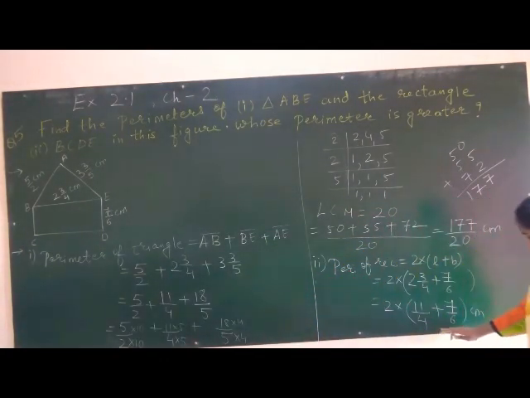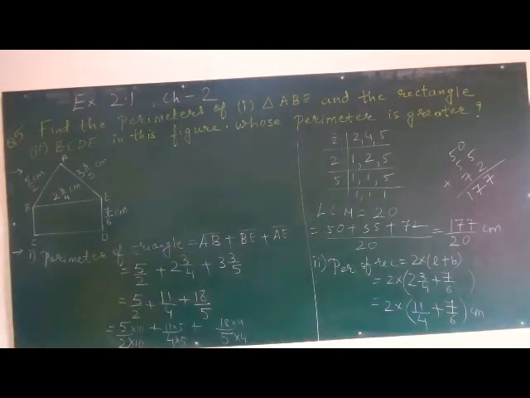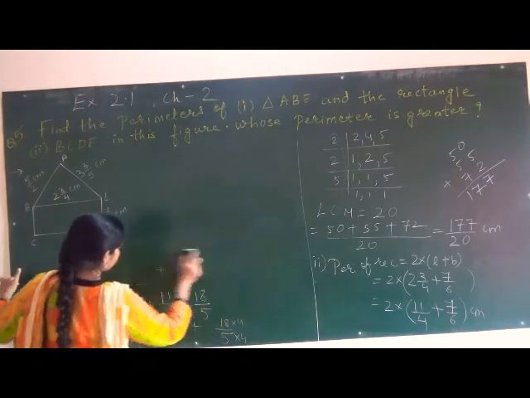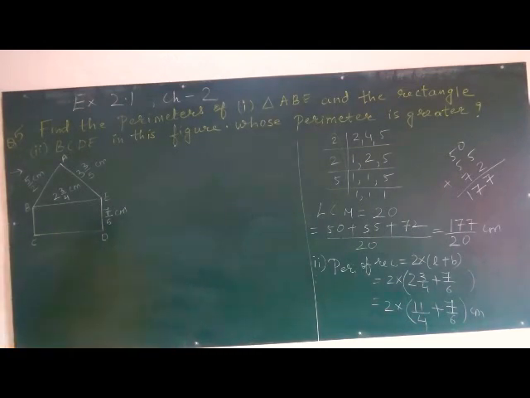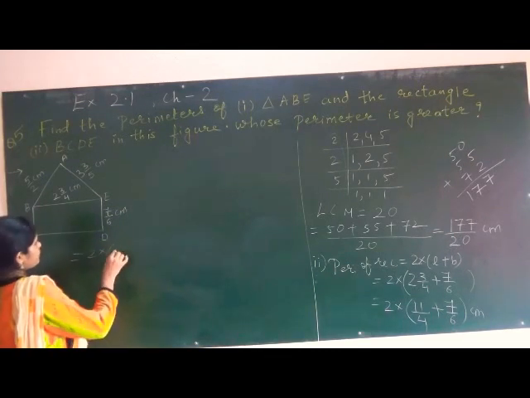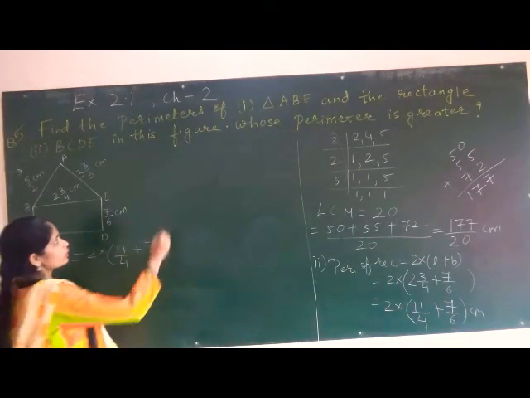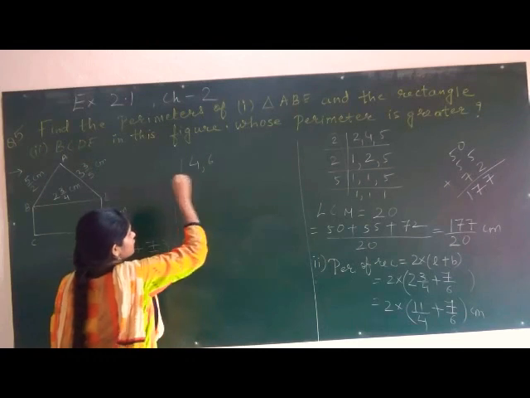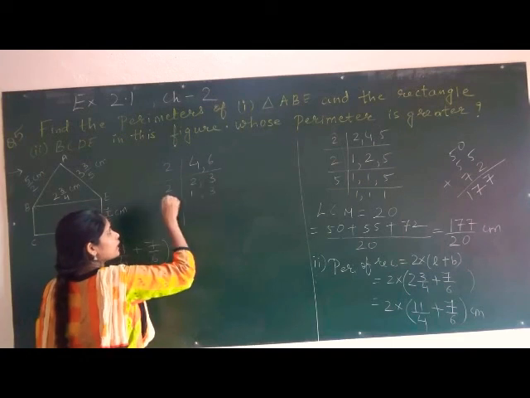Now for adding both, first we need to take out the LCM. Always the first step is to solve the bracket. So what was our perimeter? It is 2 multiplied by 11 upon 4 plus 7 upon 6. We will take out the LCM of 4 and 6. So 2 2s are 4 and 2 3s are 6. Then 2 1s are 2 and 3 as it is.